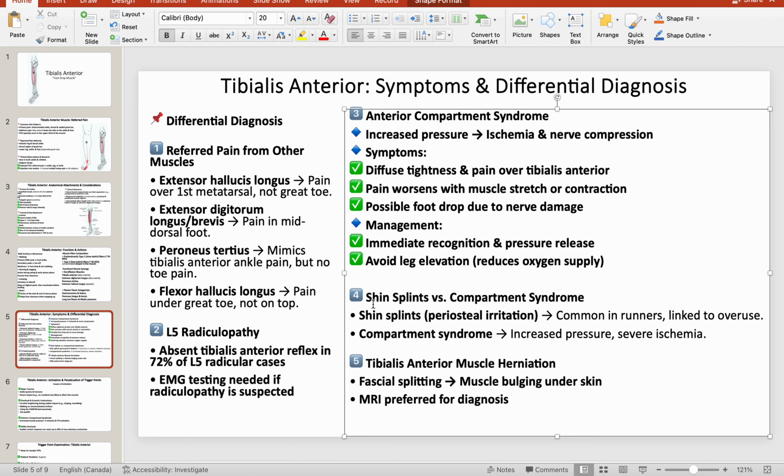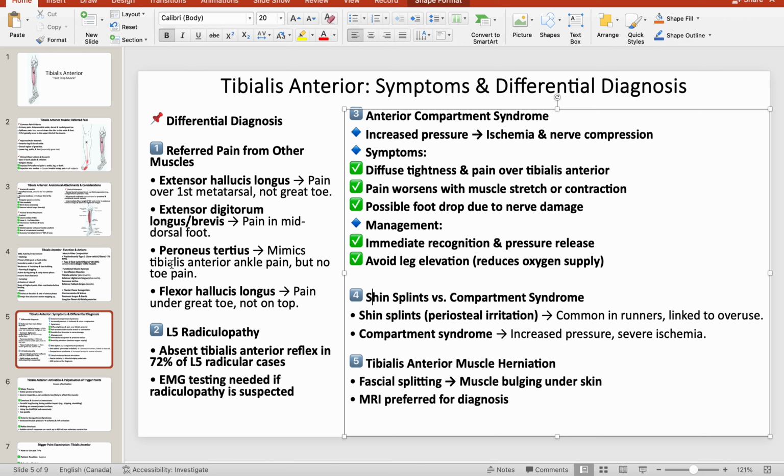Because shin splints, when you press in those areas, they are very painful, but it's not like it's hot, red, shiny and swollen. So I think that's the big distinction. Because this periosteal irritation is very, very painful.